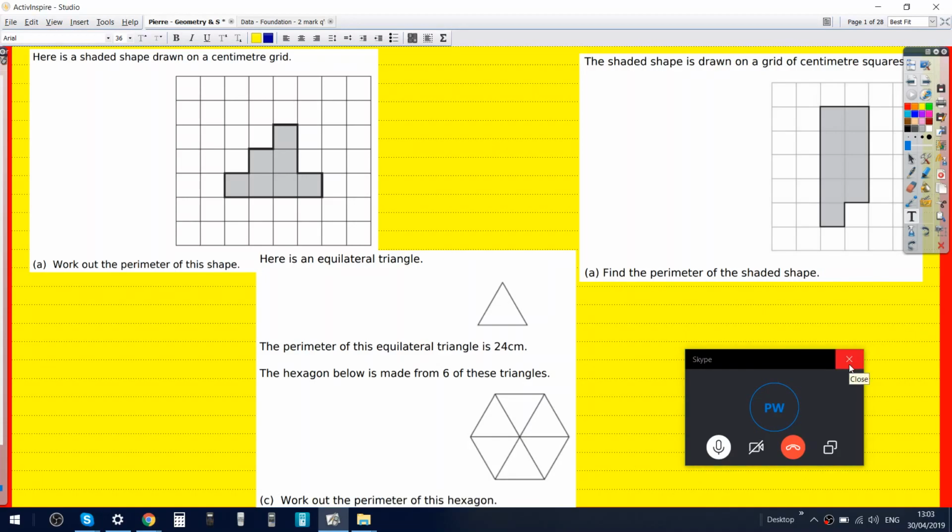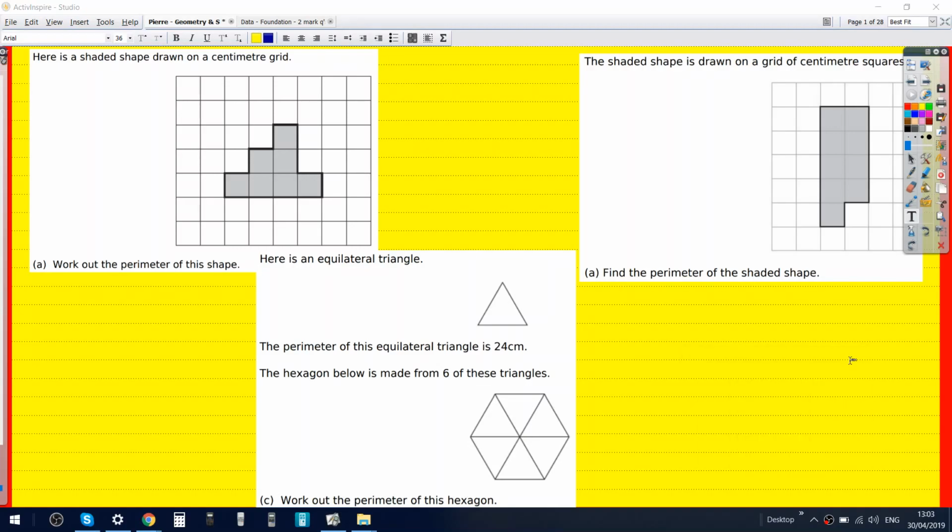Hexagon. Work out the perimeter of the hexagon. So. Perimeter. So this is perimeter, not area. So it's the sides. It's 6 sides. So hold on. Perimeter of the triangle is 24.